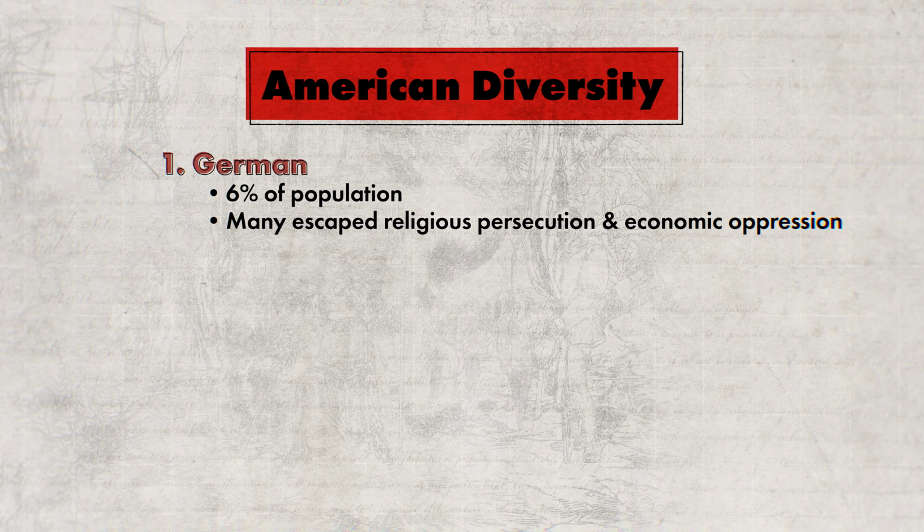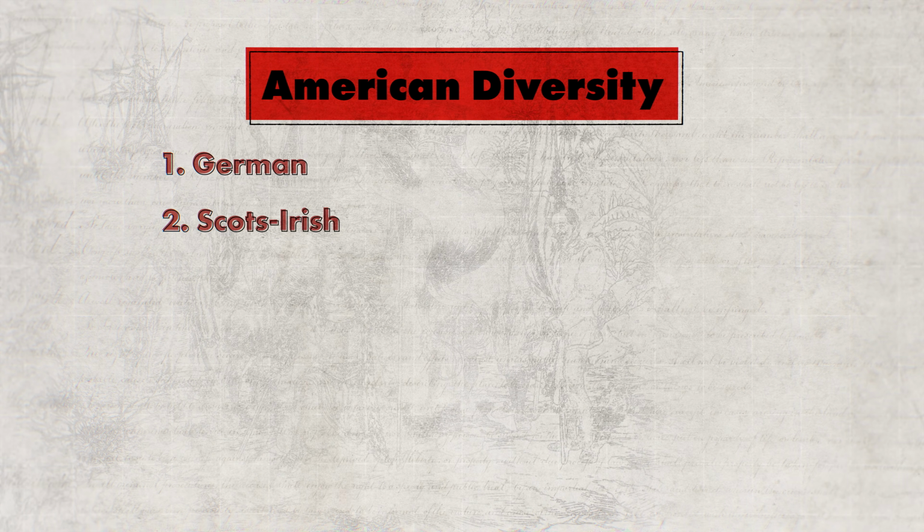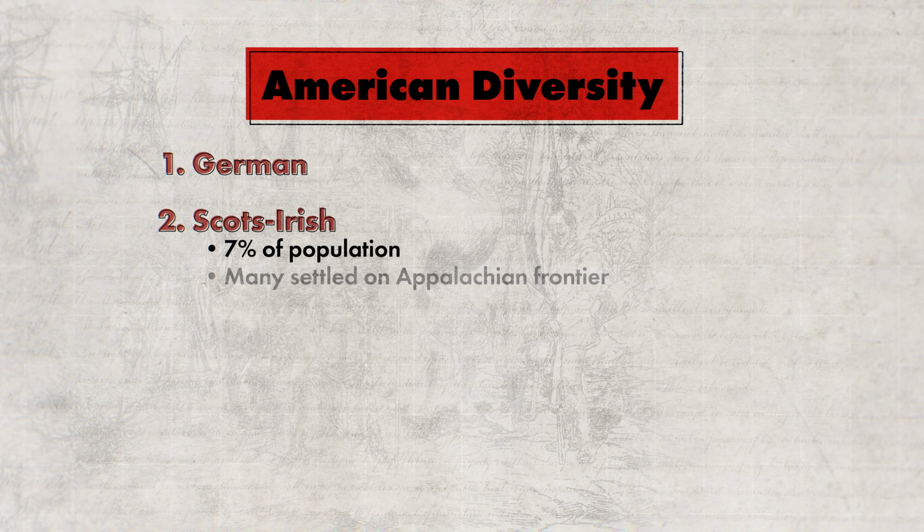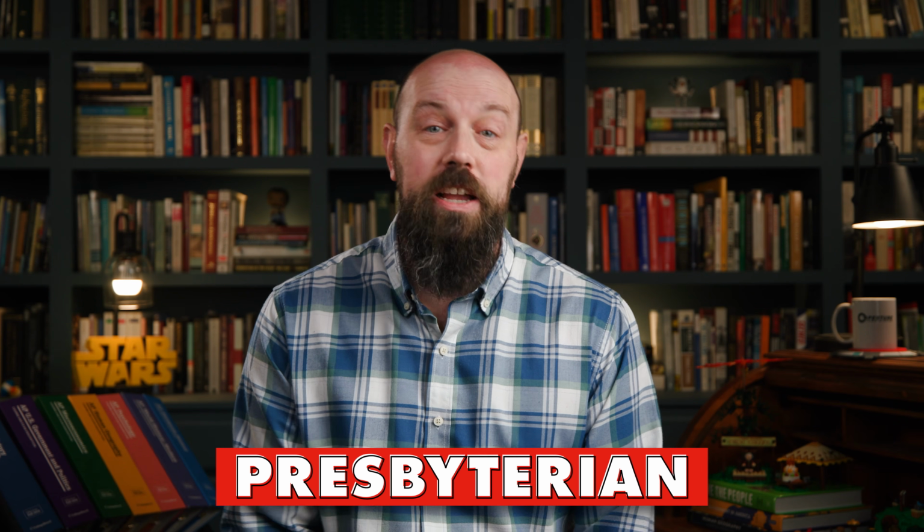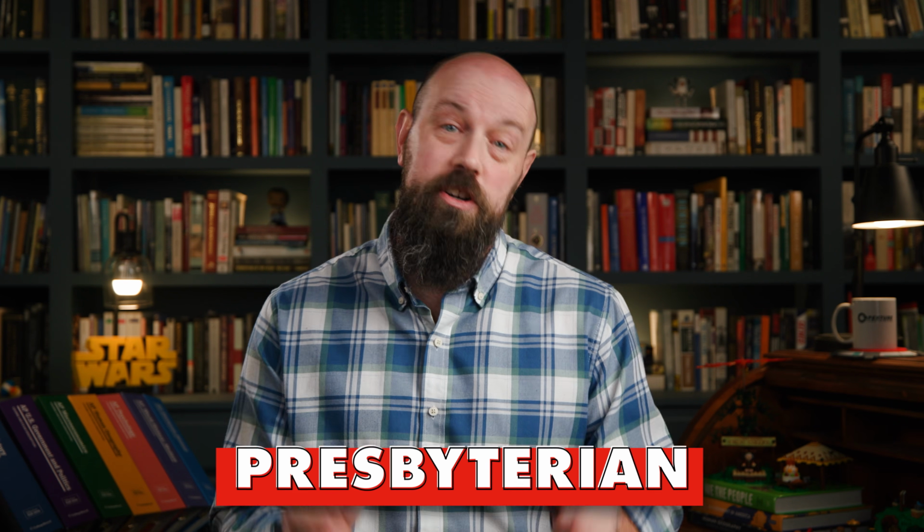Many of them settled in Pennsylvania, and because they were Lutheran Christians, they added to the religious diversity of an already diverse colonial population. And then another group, the Scots-Irish, made up about 7% of the population, and many of these folks settled on the Appalachian frontier. Now, these happen to be lowland Scots who were forced into Ireland by Great Britain, and that's going to be important in the next period because they were emphatically not fans of England. Anyway, the Scots-Irish also brought with them their own Presbyterian flavor of Christianity, which only further diversified the population.